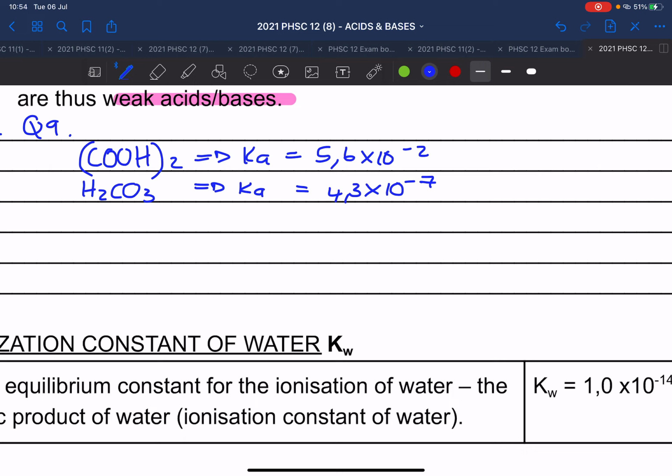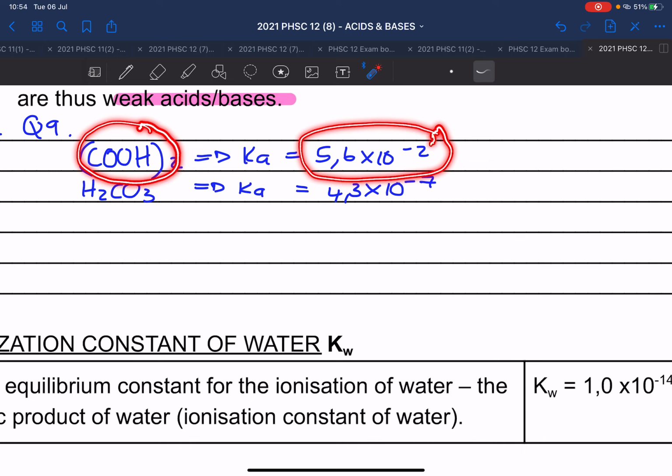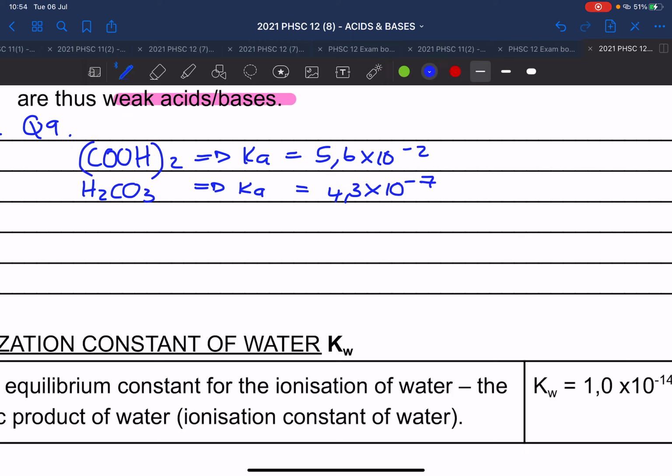Kyk na die Ka waardes. Die eerste een. Hoekom is die eerste een sterker? Hoekom is oksaalsuur sterker? Want sy Ka waarde is groter, it has a bigger Ka value. So it means it ionizes more than the bottom one. Okay, goed. So kan julle sien hoe hulle dit kan vra? So ons gaan sê watter een is sterker? Which one is stronger?